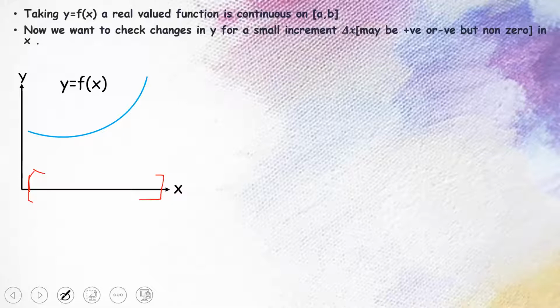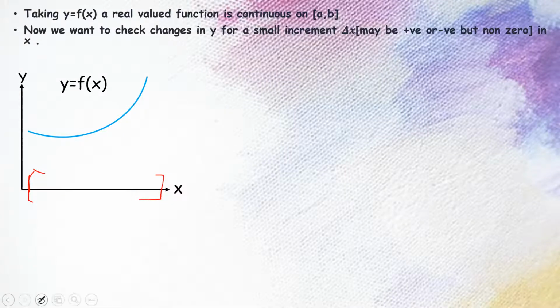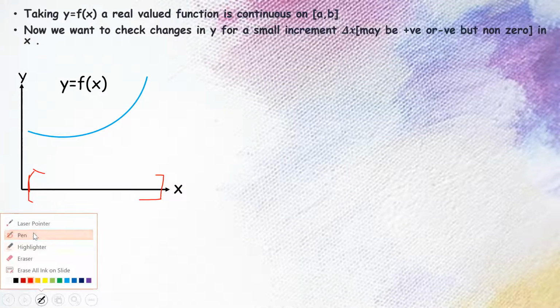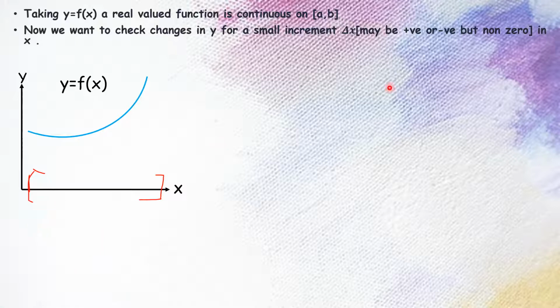Here I am taking a small change in x, that is delta x. So delta x is a very small quantity. Maybe it's positive, maybe negative, but definitely a non-zero quantity. Then we need to study this change in y.